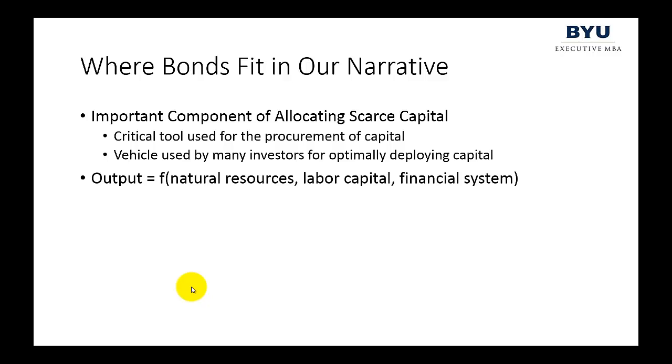But perhaps even more important, at least in my eyes, we had a discussion the very first day about what drives the wealth of nations, what it is that creates the economic output for countries. And we said that generally and broadly speaking, we can identify at least three input variables that determine economic output in a country. And those three input variables are natural resources, labor, capital, and the financial system. Well, bonds and the bond market are a critical component of our financial system and contribute very much to the economic output of any country.